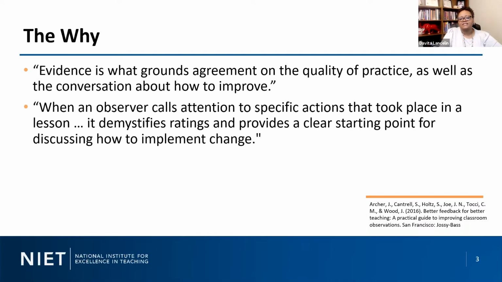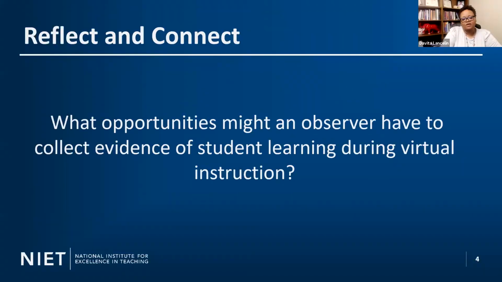In order to assist teachers with making the shifts, the feedback must be rooted in authentic actions that teachers and students engage in within the lesson with a focus on its impact. That high quality feedback needs to be rooted in the evidence. So, as we move on to thinking about the collection of evidence, I want you to take some time to reflect and connect and think about what opportunities might an observer have to collect evidence during virtual instruction.